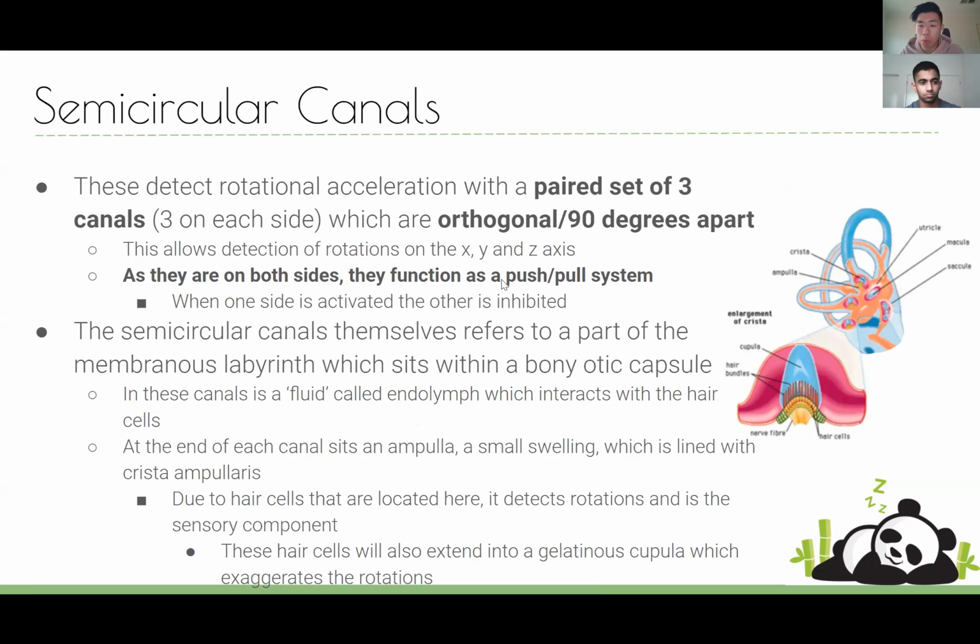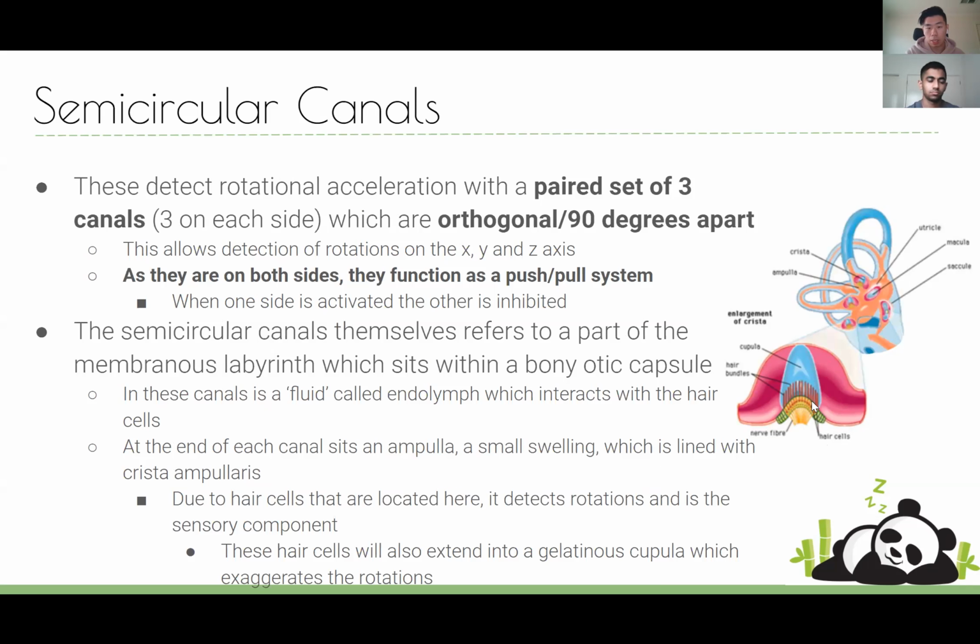They function as a push-pull system, meaning that when you tilt your head one way, one side will be pulled and one side will be pushed, i.e. one side is activated and one side is inhibited, giving your brain an understanding of where your head is in place. How they work is basically they have a detection point, some hairs, and some fluid. When you move your head, things will be pushed, and that will cause your hairs to tilt in one direction. That will be either an activation or a suppression.